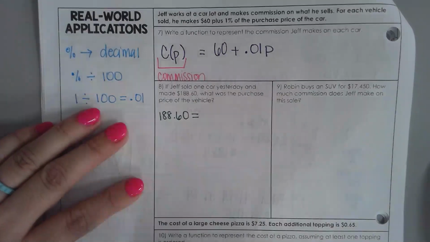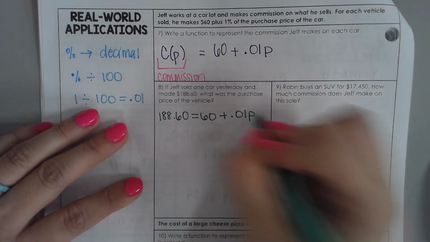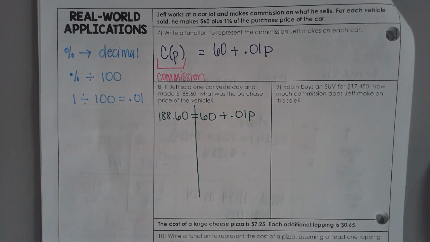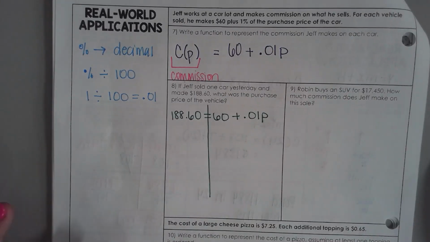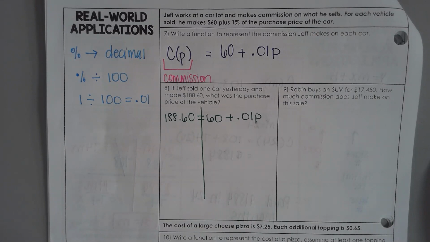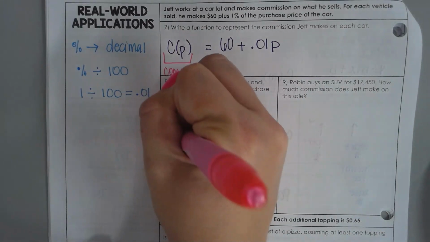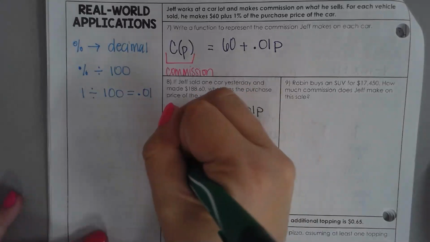So 188.60 equals 60 plus 0.01p. And we're going to solve that for p. We have to get p by itself. So Chantel, what is my first step? Subtract, not 0.01, we subtract the number that's by itself, 60. So you subtract the number that's by itself, which is 60. That gave you 128.6. Yes.